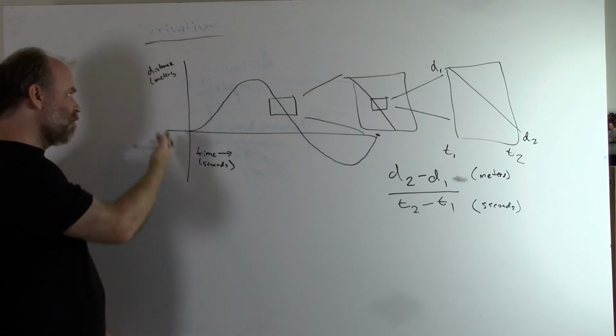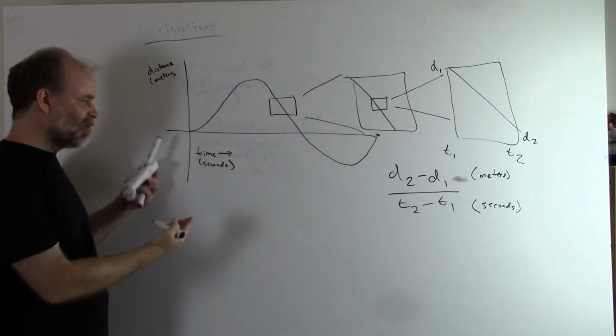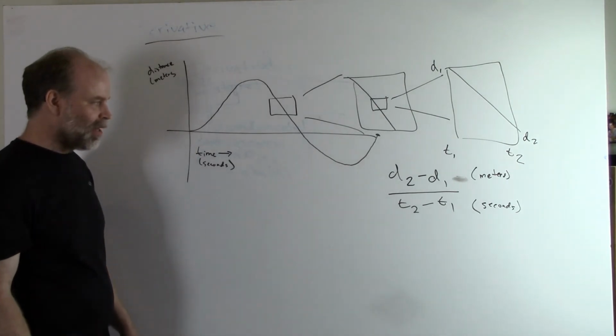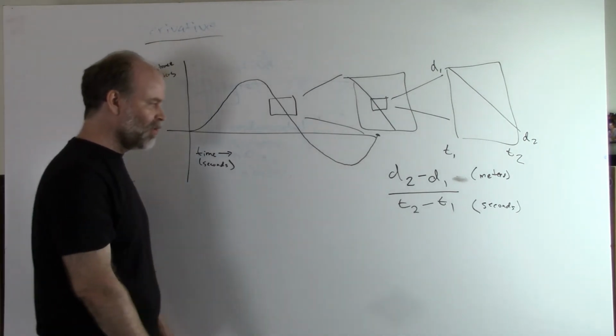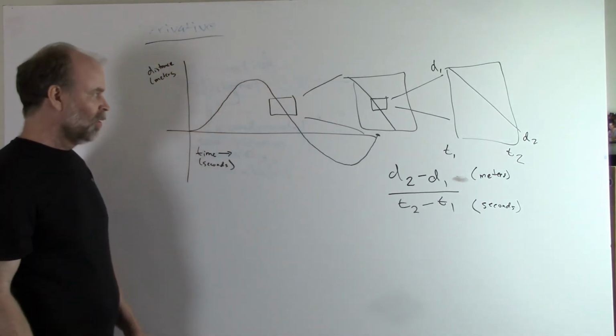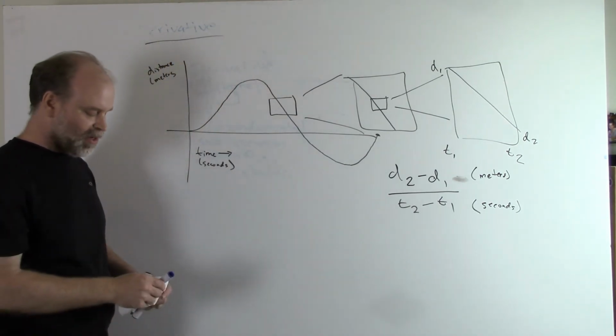In general, there's nothing special about distance and time. These can be any two quantities you ever care to work with. You can form a derivative, which is this type of infinitesimal quotient. And that's it. That's what the derivative is.